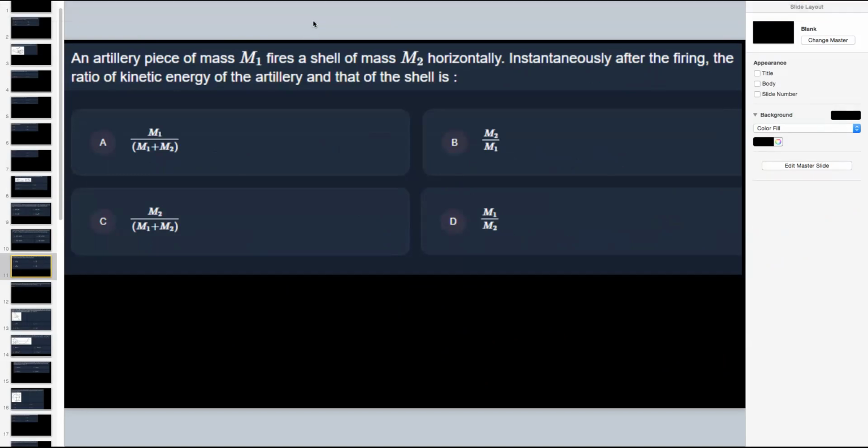An artillery piece of mass m1 fires a shell of mass m2 horizontally. Instantly after the firing, the ratio of kinetic energy of artillery as well as the shell is. Can you do this? See, what is given in our problem is this fires a shell. The mass of this one is m1 and the mass of this one is m2. It fires horizontally.